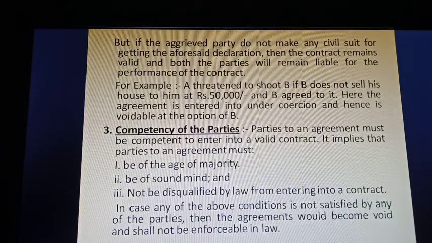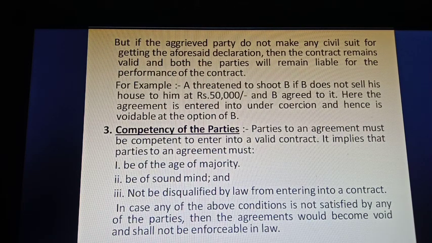But it is very important that the aggrieved party should file the civil suit for getting a declaration that his consent had been taken by undue influence, mistake, coercion, or any other unfair means. But if the aggrieved party does not file any civil suit for getting the aforesaid declaration, then what will happen? Then the contract remains valid, and both the parties will remain liable for the performance of the contract.